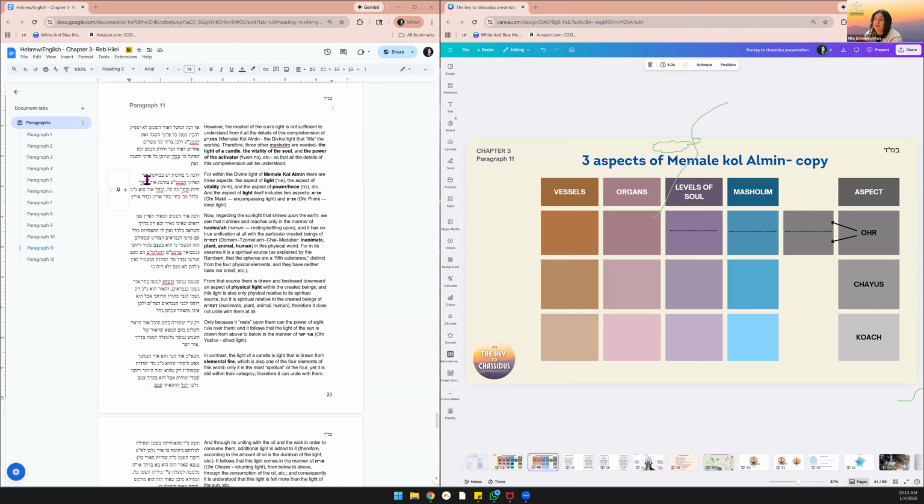Okay, b'chinas or, b'chayus or b'chinas koach, right? It divides into 3 aspects.